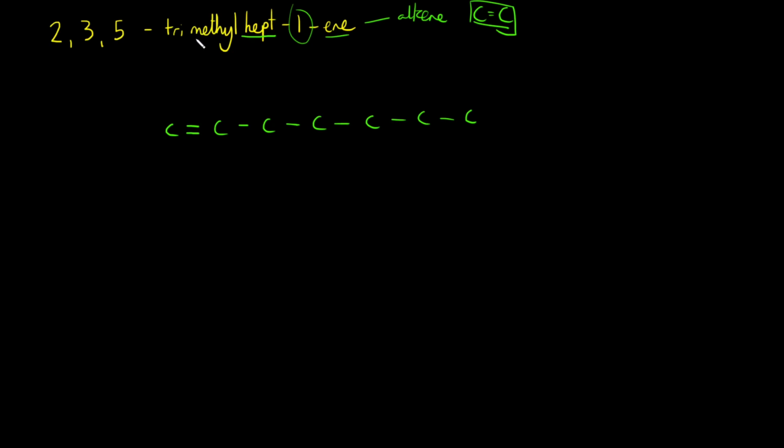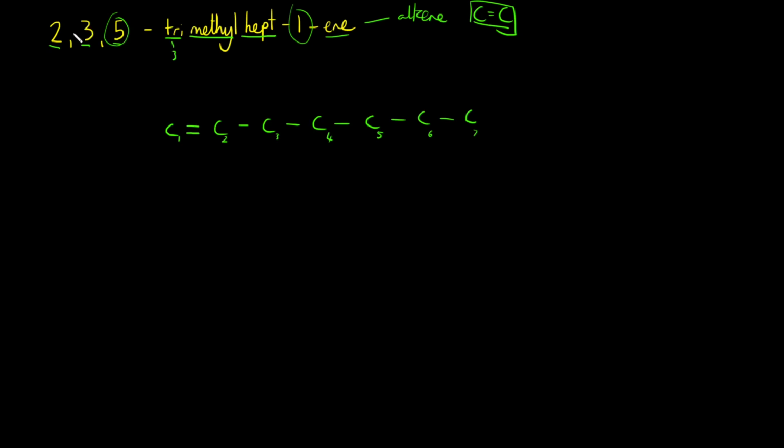Now I can move on to my branches. I've got methyl branches. How many? Tri means I've got 3 methyl branches. Great. The positioning of those methyl branches: there's 1 on carbon number 2, 1 on carbon number 3, and 1 on carbon number 4. But we've already decided that this is carbon 1, so that must be 2, 3, sorry, did I say 4? I mean 5. Carbon 4, 5, 6, and 7.